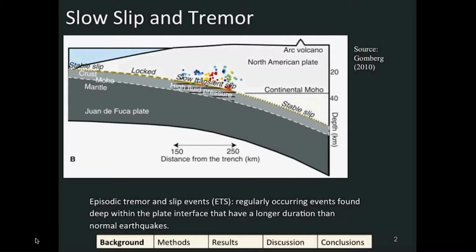So in addition to being able to see slow slip in GPS, we can see a seismic signal, which is these wonderful colorful dots here, and that seismic signal is called tremor. And tremor is basically the rumbling or trembling of the earth. Okay.